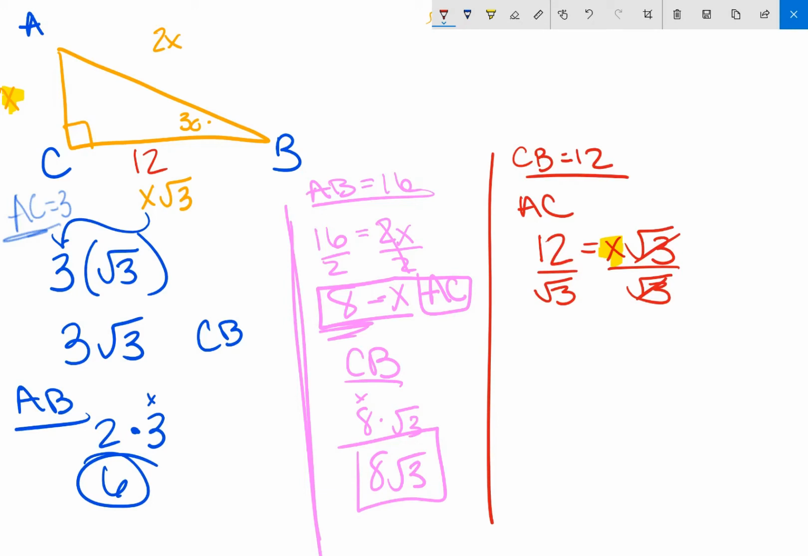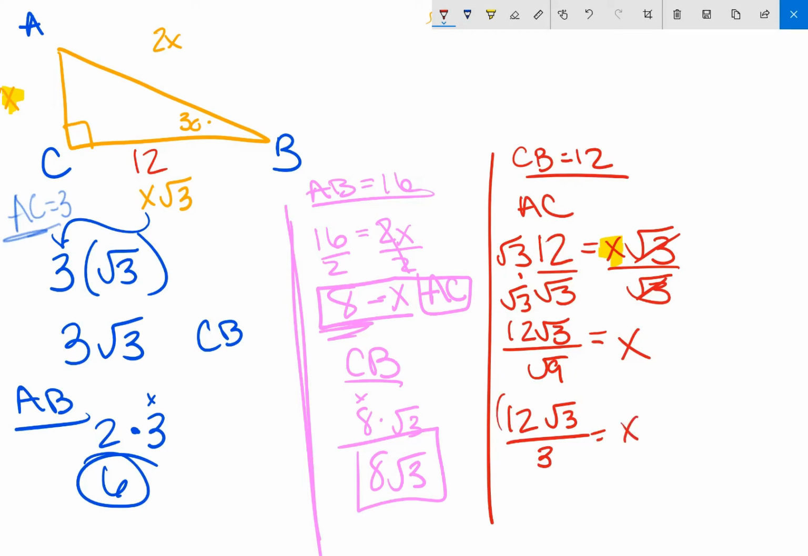So then we have 12 over the square root of 3, which we can't have. So we're going to have to rationalize it. So we have 12 times the square root of 3 over the square root of 9. And then square root of 9 is 3. So we have 12 over 3, which can be simplified to just 4. So then you have 4 square root of 3 equals x.